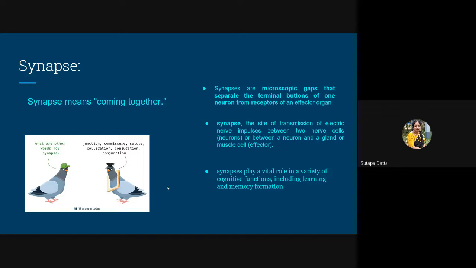Now, synapses play a vital role not only in signal transduction, not only in transmission of neuronal impulses, but also they are very much useful in maintaining a variety of cognitive functions like learning and memory formation. So the more we use our brain, the more we retain our memory.